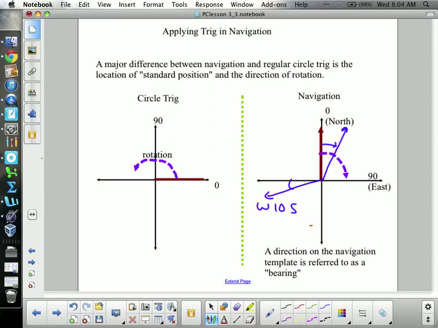If you see something like this, W10S, west is your initial axis, and it tells you how many degrees and in which direction to move. It's actually very descriptive. It's just kind of a different way of doing it. So anyway, just be aware that it's a different measurement system. It's a different way of setting up our angles and things like that.